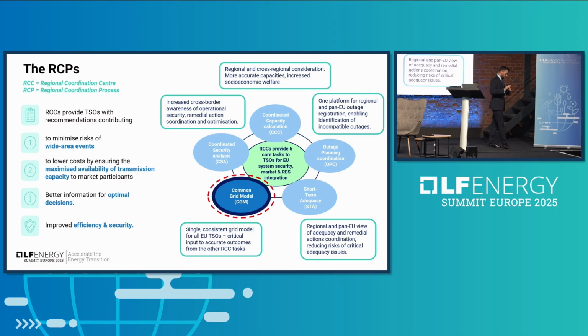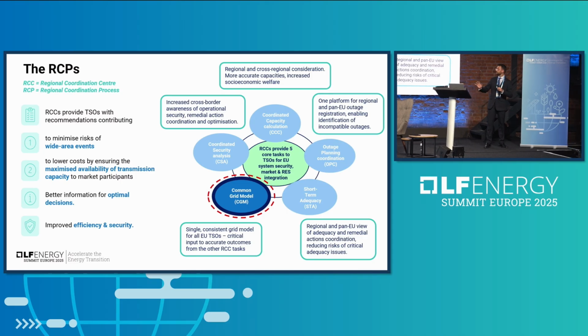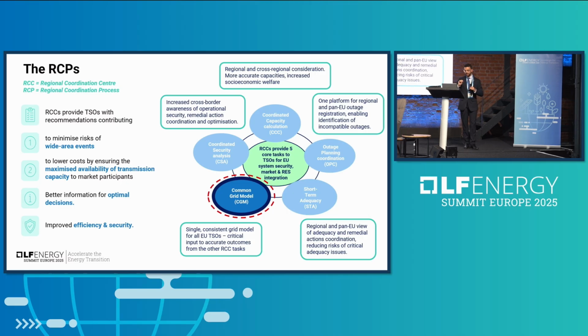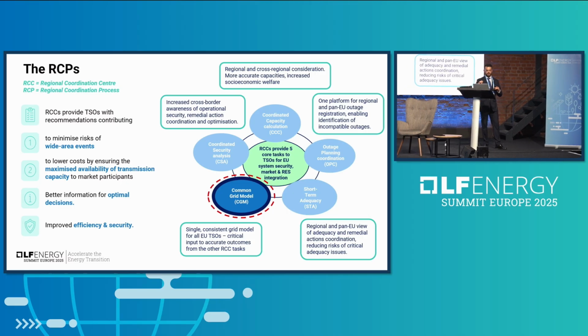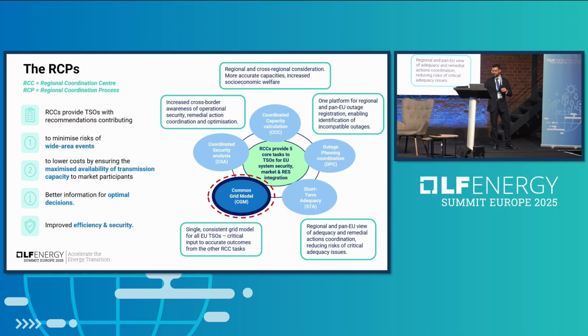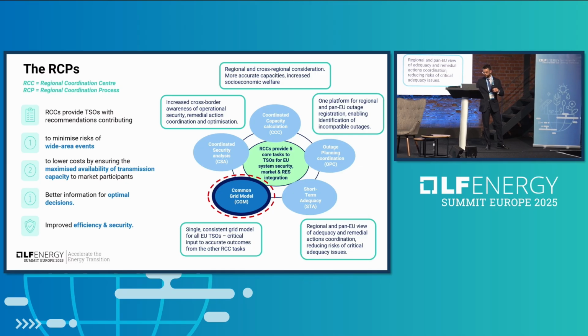I will start focusing on the common grid model because it consists, if you've been in other talks this morning, in the creation of a single and consistent grid model for all Europe. It's also relevant to keep in mind the coordinated security analysis, whose objective is to have an increased cross-border awareness of operational security, remedial action coordination, and optimization. I'm just reading the definition, but you will get to understand them a bit better.